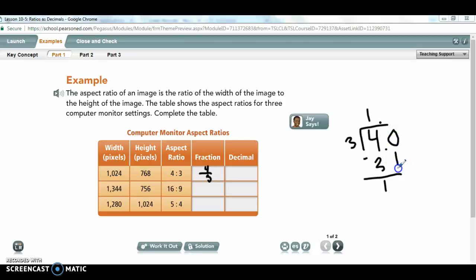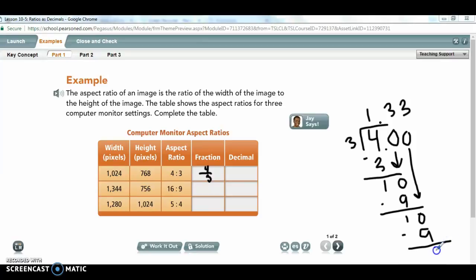add a 0 and drop it. How many times does 3 go into 10? It goes in 3 times. So 10 minus 9, because 3 times 3 is 9, is 1. I can add a 0 and drop it. 3 can go into 10 3 times, which is 9. Subtract, I'm left with 1.